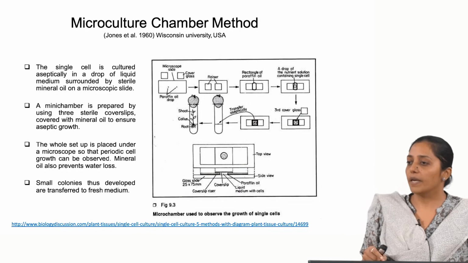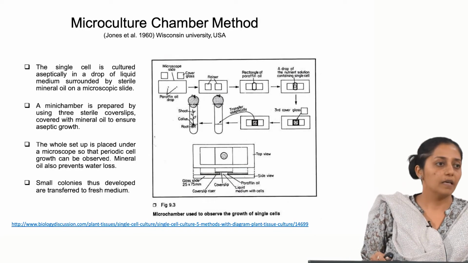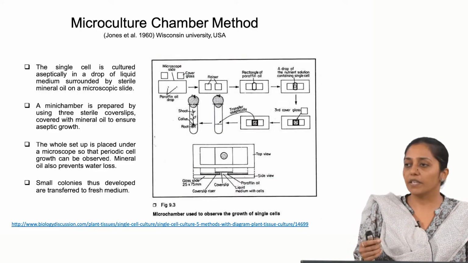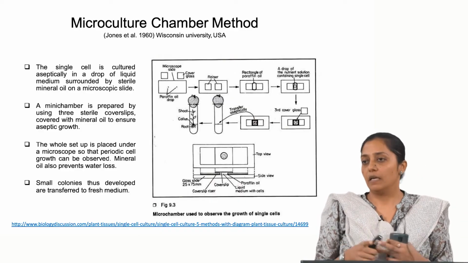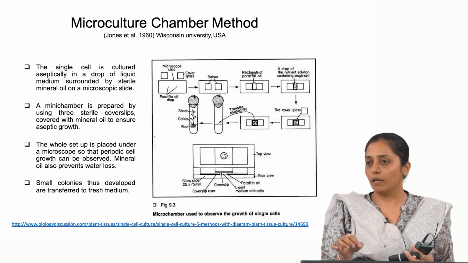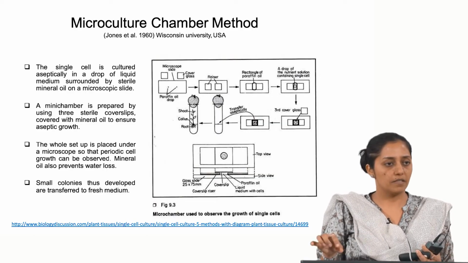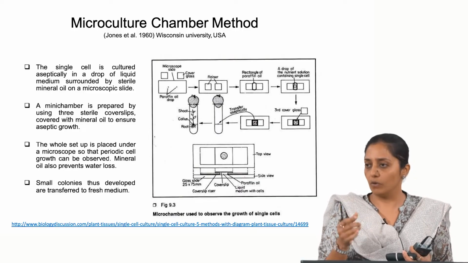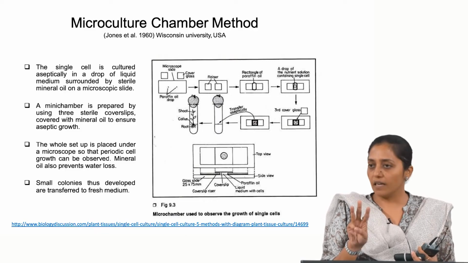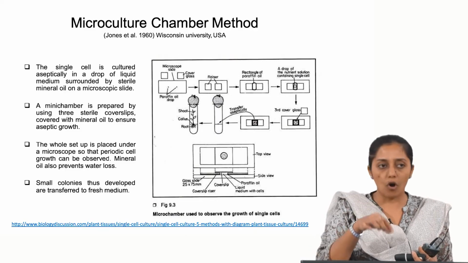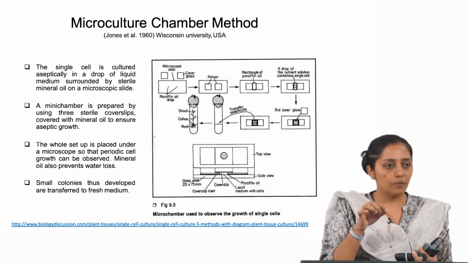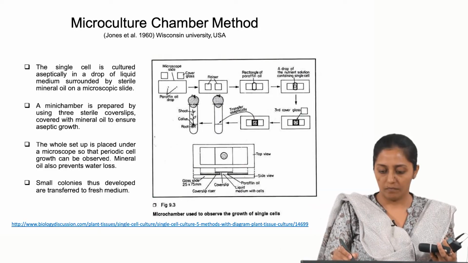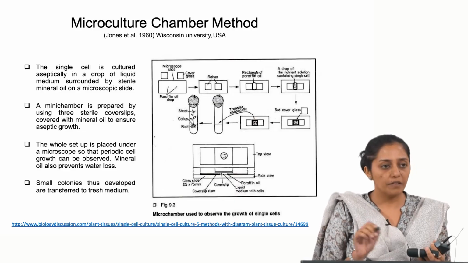Now, another way of carrying out this single cell culture technique is the microculture chamber method, which used to be used and can be used even now, in which you use a sterile petri dish. On that sterile petri dish you put paraffin oil, and then you make use of sterile cover slips. I hope you know what cover slips are. You take 3 cover slips. 2 cover slips, when put on top of the glass slide with the oil, will form this gap which is shown here, the gap between the 2 cover slips.